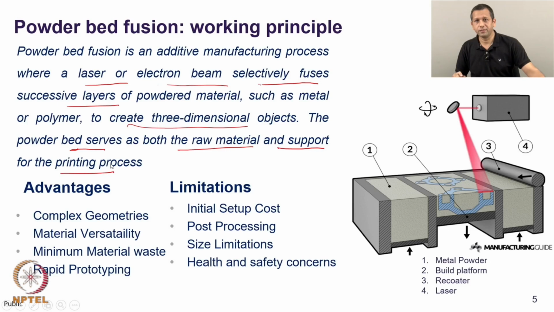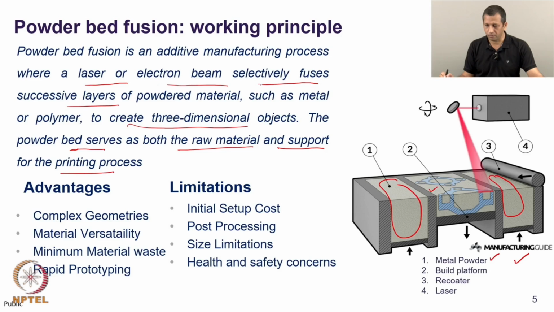A schematic of this process is shown on the right bottom. There are 4 major components that we need to pay attention to. One is the powder of the material which is either metal or polymer, which is shown here in the reservoir and at the center in the build platform. The central part is the build platform marked as 2. The recoater is on the right side, number 3, and number 4 is the laser source.